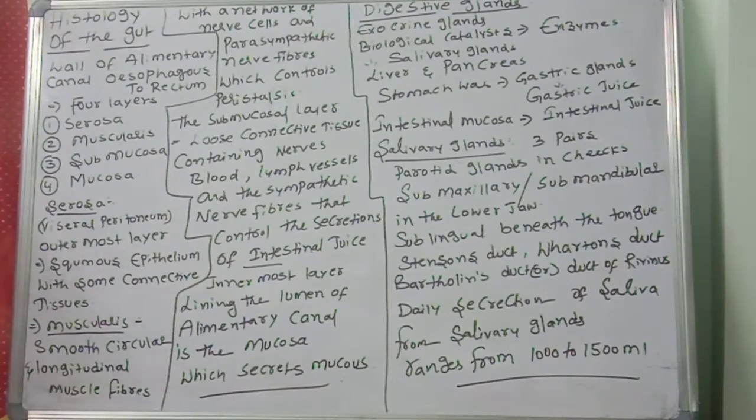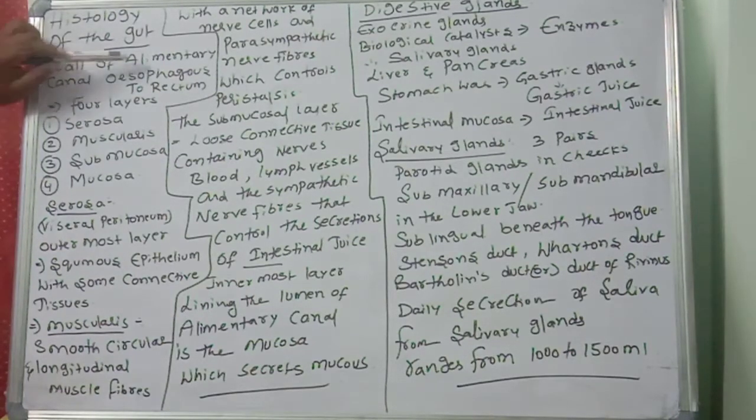In the last class, we discussed the parts of the digestive system, right? The mouth, esophagus, stomach, small intestine, large intestine. Now in this lesson, we are going to discuss the histology of the gut. The study of tissues is called histology. So we are discussing the tissues of the gut.